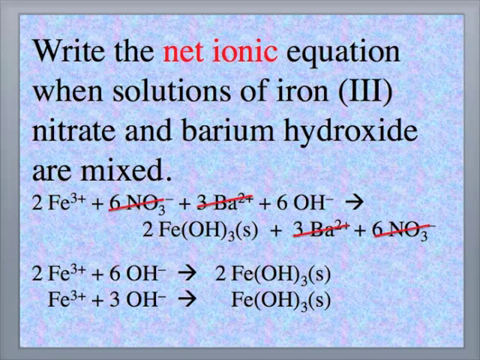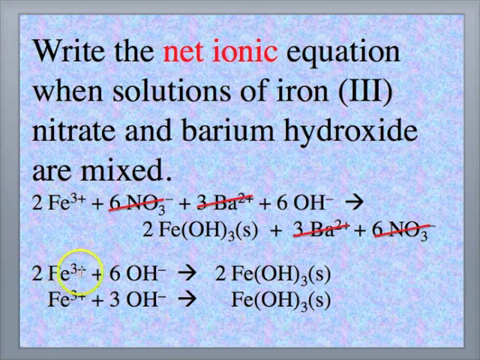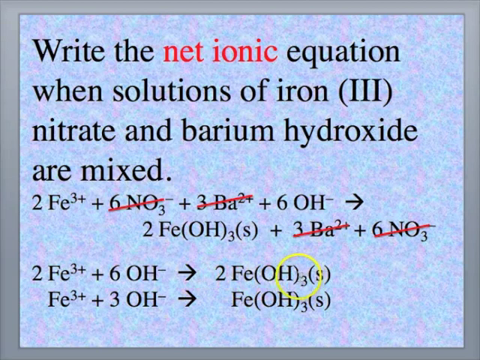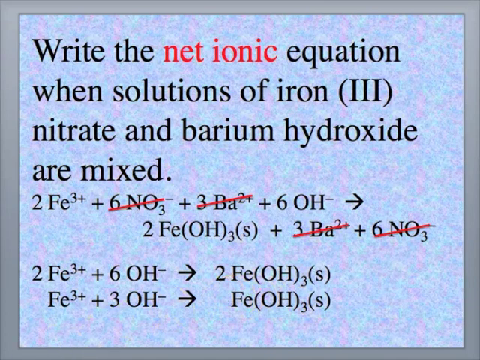So the net ionic equation, canceling out the ions that do not react, the so-called spectator ions, gives us this equation: 2 iron plus 6 hydroxide yield 2 iron hydroxide. And we have to reduce that down by dividing each term by 2. So we'll get iron plus 3 hydroxide yields iron hydroxide. And that is what we call the net ionic equation.